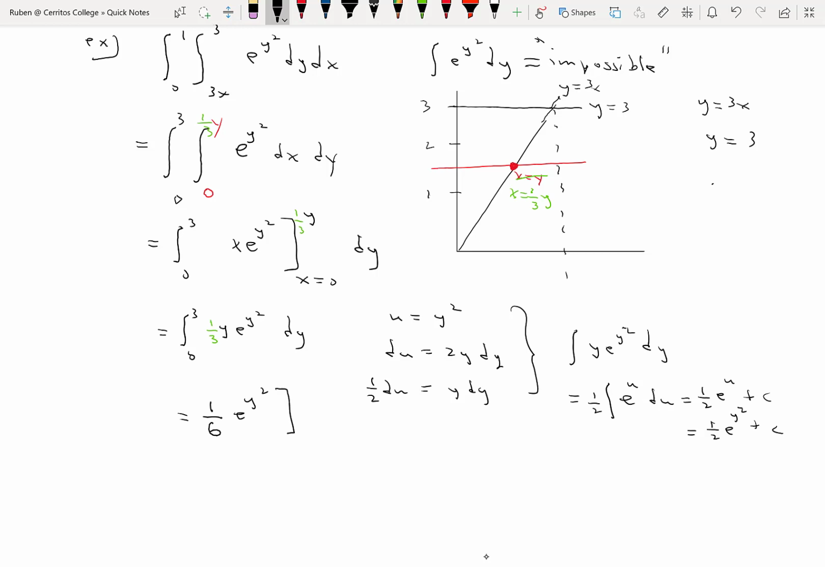As y varies between 0 and 3, and finish it off. This is 1/6 e to the 3 squared minus e to the 0. Okay, so the order of integration, couple things. Flipping the order of integration doesn't amount to just switching the limits of integration.